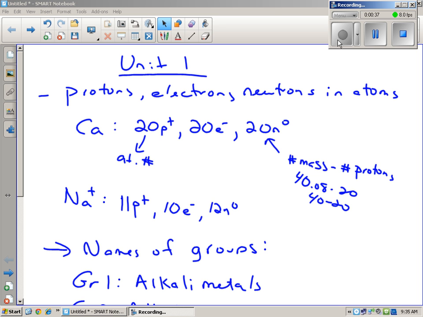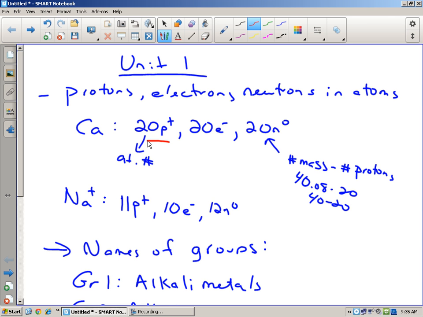So I picked calcium, for example. Calcium, of course, is number 20 on the periodic table, so 20 protons. It's a neutral atom, calcium. In this case, I know that because there's no charge on this calcium. And I got 20 electrons, therefore, so 20 positives, 20 negatives. They cancel each other out. The weight of calcium is 40.08, so we're going to round it to 40. And we're going to take that 40 minus the number of protons, and that would tell me how many neutrons I have.